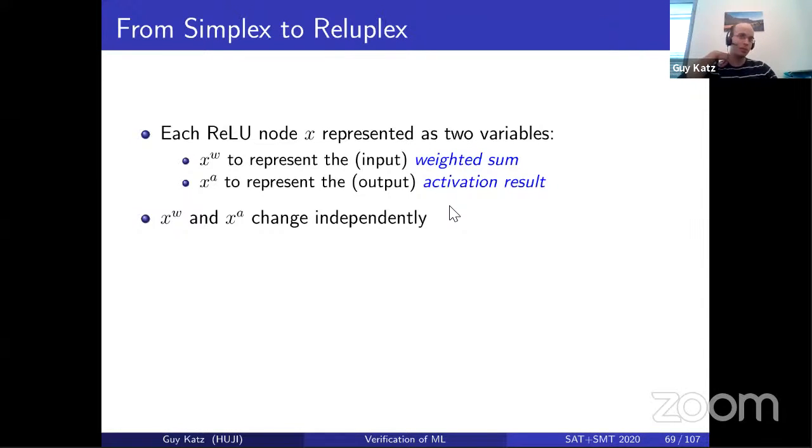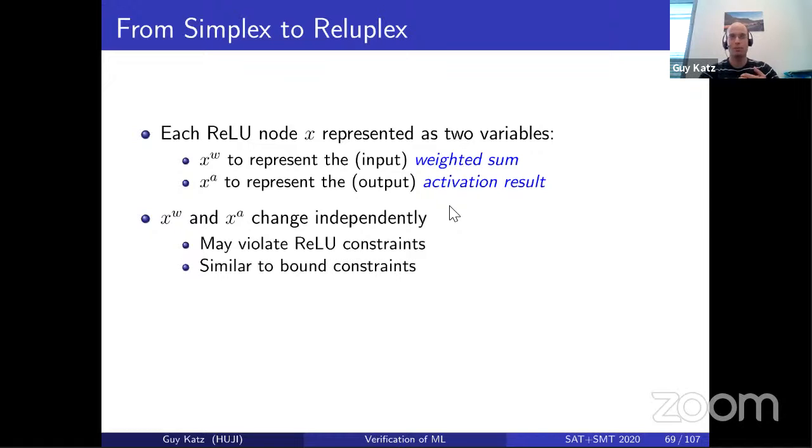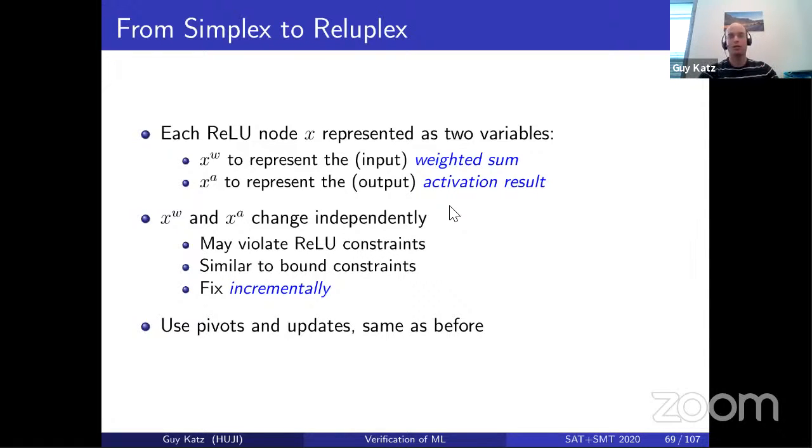And the one key point is that we are going to allow these two variables to change independently. So we're not going to enforce the ReLU constraint all the time, but rather we're going to let these two variables change independently. We're going to allow them to violate the ReLU constraint, right? So similar to how simplex allows variables to be out of bounds temporarily. And we're going to fix these problems as we go, iteratively, incrementally. And the two operations that we will use are just the same two operations that we had before. Okay, so still pivots and updates.